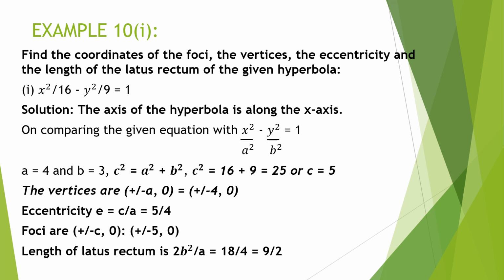So what are vertices? Plus or minus a, 0. So plus or minus 4, 0. Eccentricity c by a, which is 5 by 4. Foci are at plus or minus c, 0. So plus or minus 5, 0. Length of latus rectum 2b square by a, which is equal to 9 by 2. So once you remember the equations, it is very easy to solve the examples.